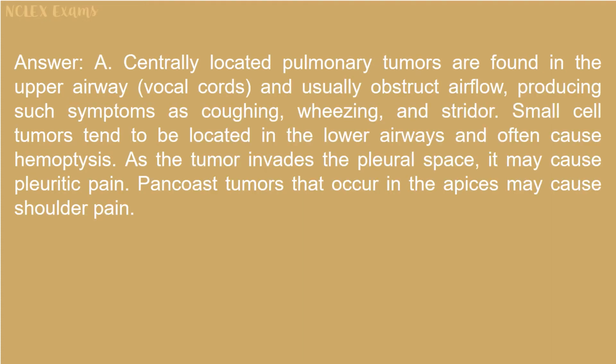Answer A. Centrally located pulmonary tumors are found in the upper airway near the vocal cords and usually obstruct airflow, producing such symptoms as coughing, wheezing, and stridor. Small cell tumors tend to be located in the lower airways and often cause hemoptysis. As the tumor invades the pleural space, it may cause pleuritic pain. Pancoast tumors that occur in the apices may cause shoulder pain.